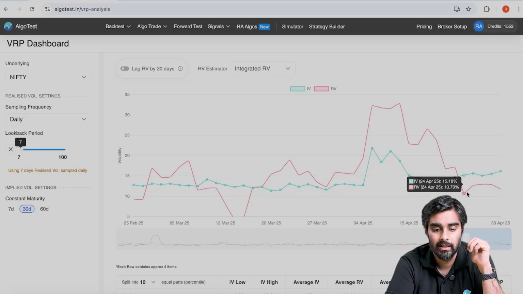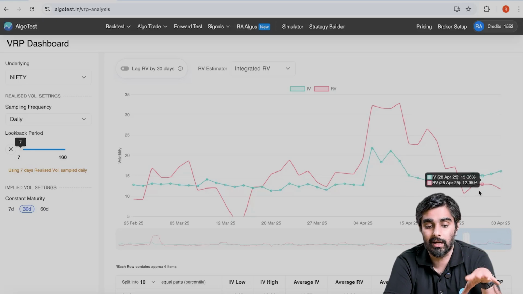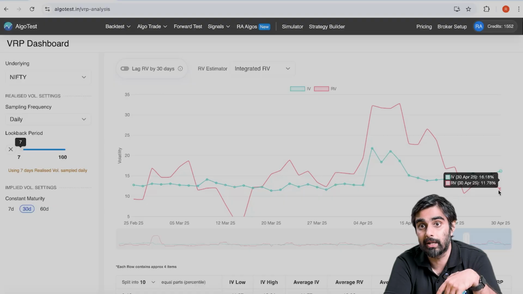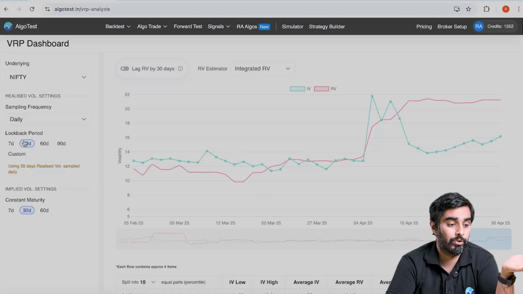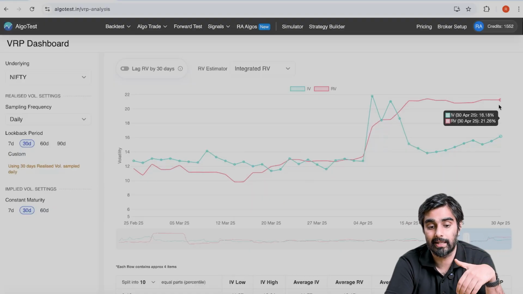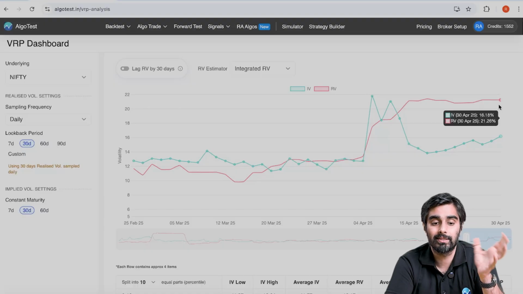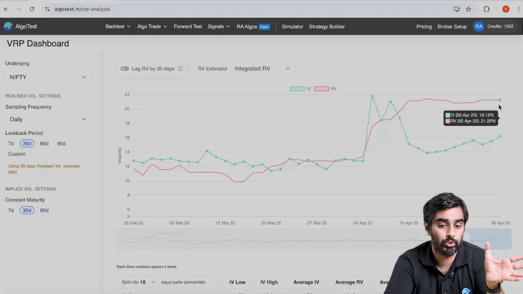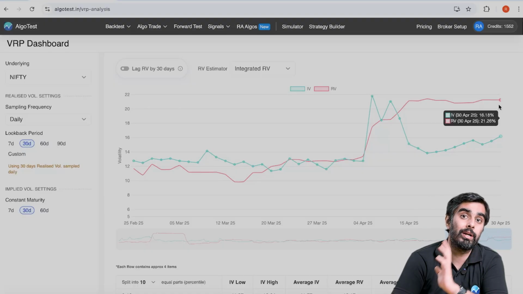And what you'll see here is that there's been a dip in the realized volatility over the last 7 days. RV has come down significantly. In contrast, if I were to use a 30-day look back period, I would see that RV is actually higher, right? So what this tells us is the last 2-3 days have not been so volatile, but the last 30 days have been quite volatile in totality.